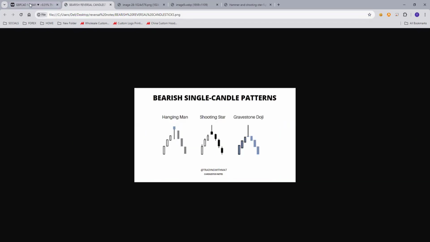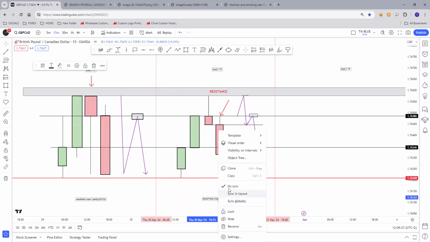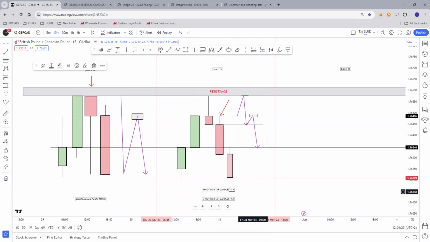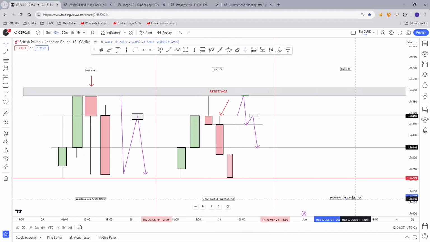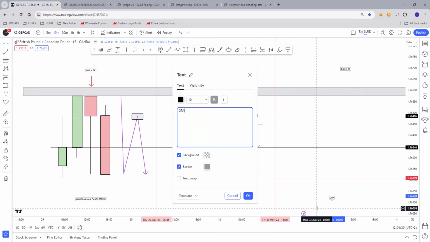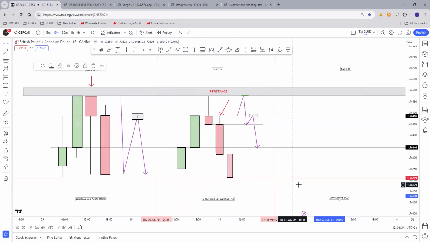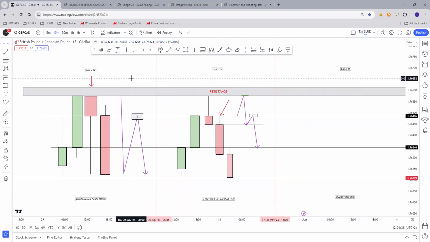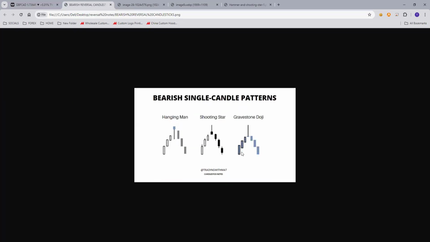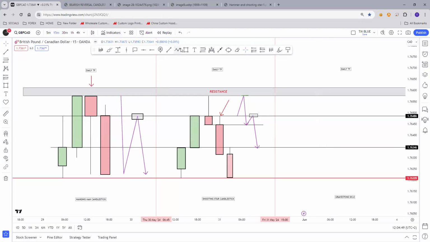Okay. Gravestone doji. What happens within a gravestone doji? Let's clone this. All right, let's put it to the right, and let's call this our gravestone doji, right? Which is another example of a bearish reversal candlestick. Okay. So we've got bullish candlesticks, all right, where the market opens, it goes all the way up and closes with a tiny, tiny bearish movement. Okay, let's do that again.